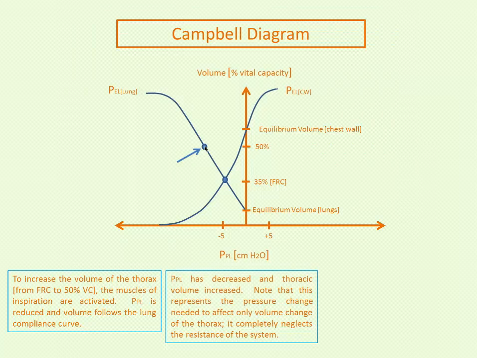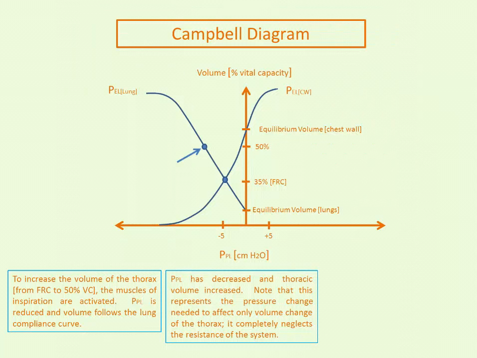and the volume of the thorax is increased from 35% to 50%. So this is your change in pleural pressure for a change in volume. Now it's a little bit confusing because this chest wall compliance curve, as I mentioned, is a passive curve. So this curve is generated when the muscles of inspiration were paralyzed or completely inactive. So some people say, well, how are we moving from here to here, from here to here, when the elastance curve is totally static?